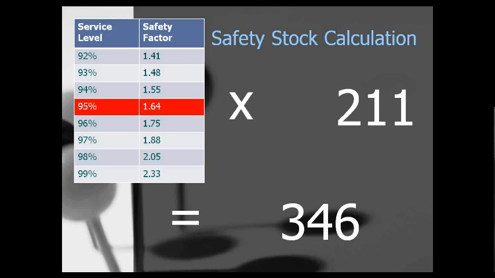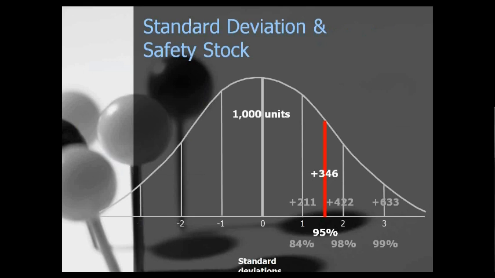If we look at that on the bell-shaped curve, our average shipment is 1,000 units per month. Our 95% service level requires us to have 346 units worth of safety stock. And with that, we can pretty much statistically guarantee that any given month we're going to be able to ship 38 out of those 40 shipments on time and complete.